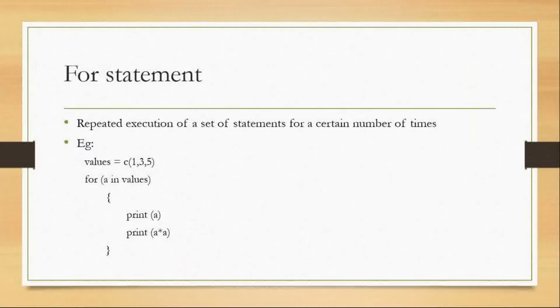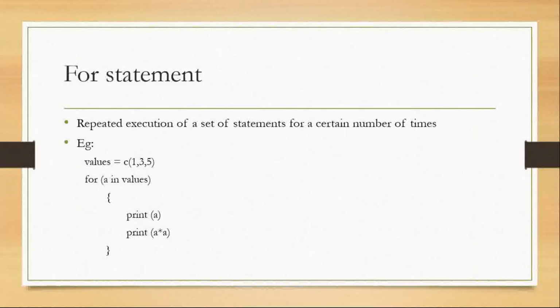Now let's take a look at the for statement. So for is also known as a looping statement. So why do we call it a looping statement? It gets repeated and hence it's called a loop. Repeated execution of a set of statements for a certain number of times. That's what the for statement does.